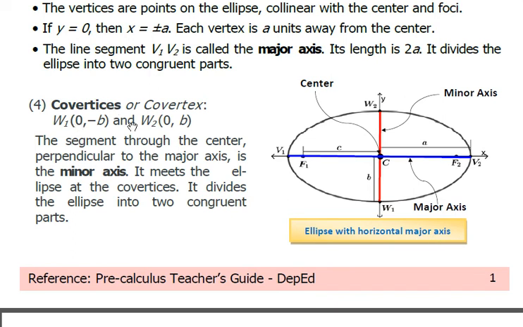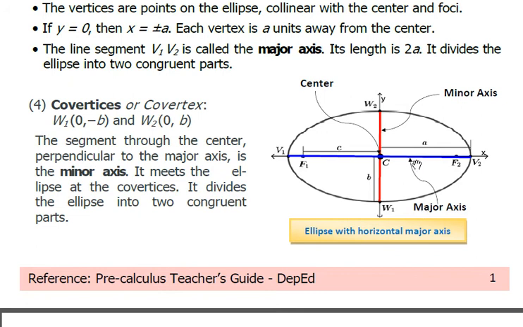Now, what are the co-vertices or co-vertex? A co-vertex is the one aligned with the minor axis. There are 2 points here, W1 and W2, with coordinates given here. The segment through the center perpendicular to the major axis is the minor axis, the red one in this case. It meets the ellipse at the co-vertices. It divides the ellipse also into two equal parts.